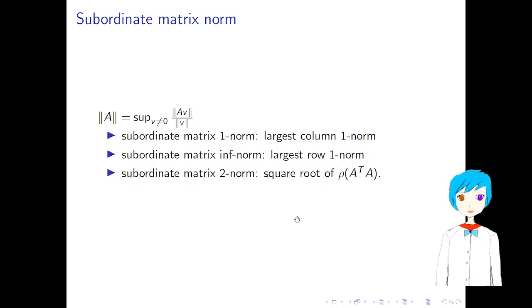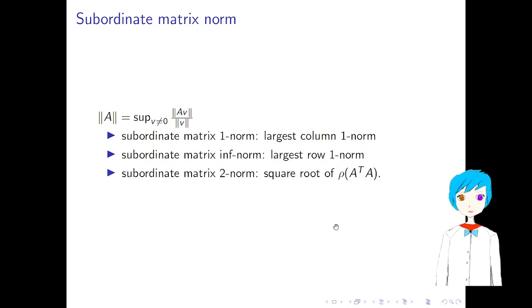So we have the subordinate matrix 1 norm, which is the largest column 1 norm. The subordinate matrix inf norm is the largest row 1 norm of the matrix. Finally, we have the subordinate matrix 2 norm. It is defined as the square root of the spectral radius of the matrix A transpose times A, which is the largest absolute value of all eigenvalues of the matrix A transpose A.